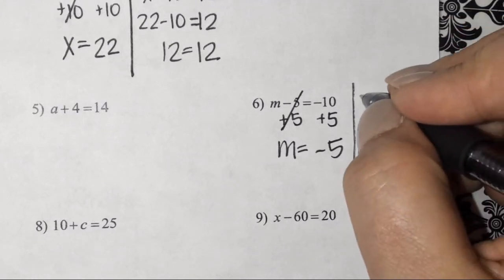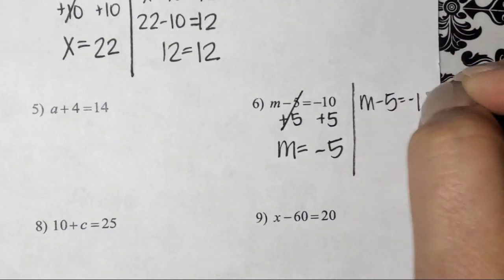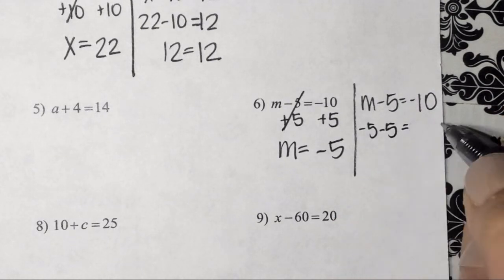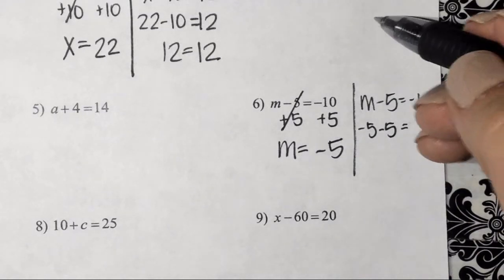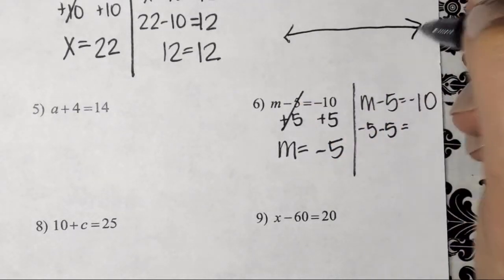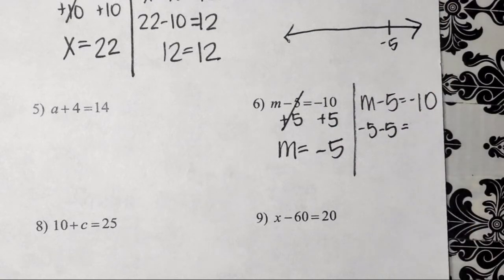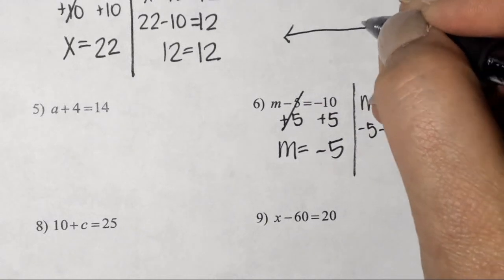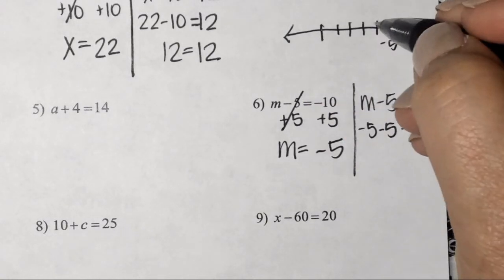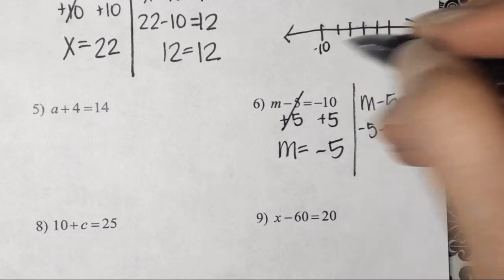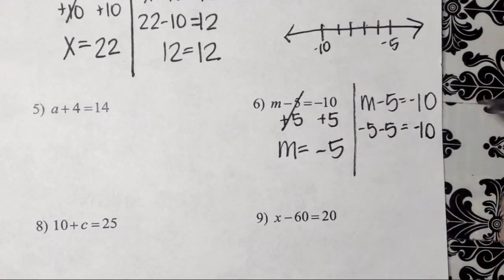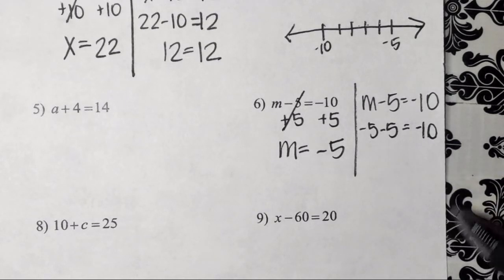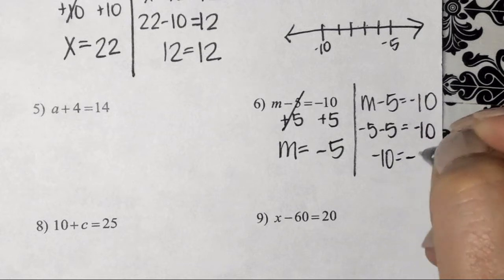So, here we go. M minus 5 equals negative 10. I'm going to plug in negative 5 minus 5. Now, think if we have a number line. Okay? And we'll try to draw right here above. I have a number line. I'm at negative 5. When I subtract, I'm always going to the left. So if I go to the left, 1, 2, 3, 4, 5 places, 6, 7, 8, 9, negative 10. Okay, so that's why negative 5 minus 5 equals negative 10. So that would be negative 10 is equal to negative 10.